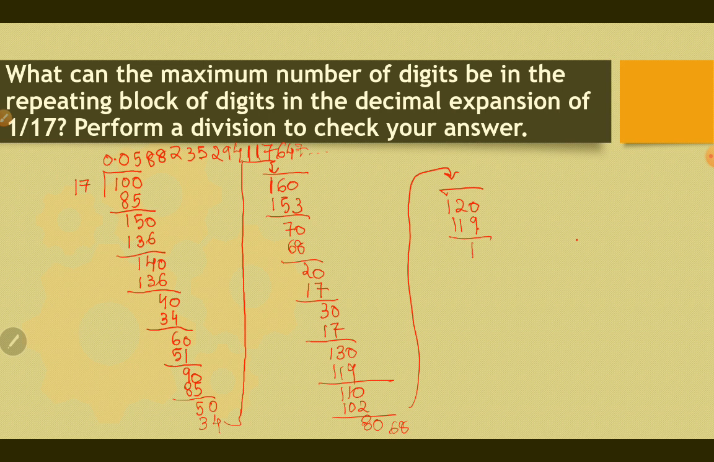Then again we started with 1 and we ended in 1. So after these many digits, the number repeats itself.